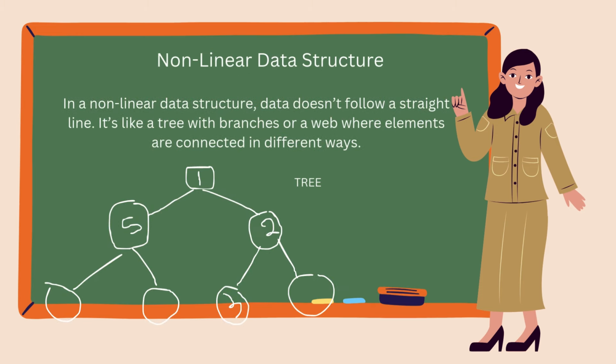In a nonlinear data structure, data is not stored in a straight line. Instead, it can be connected in a hierarchy or network. Example: let's take the same data, 1, 5, 2, 3 and organize it in a tree, a type of nonlinear data structure.